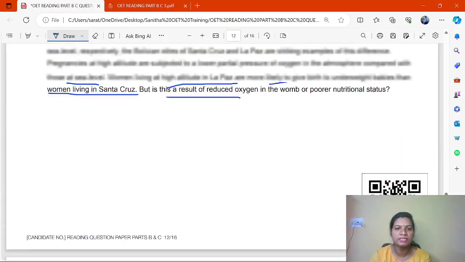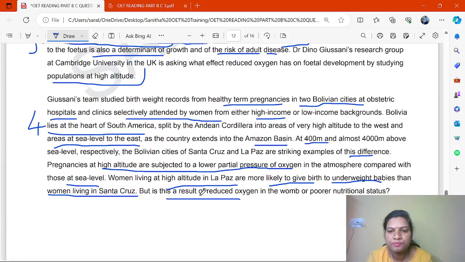Okay, to assess the relative significance. Yes. Pregnancies at a high altitude are subjected to lower partial pressure of oxygen in the atmosphere compared with those at sea level. Women living at high altitude in La Paz are more likely to give birth to underweight babies than women living in Santa Cruz.